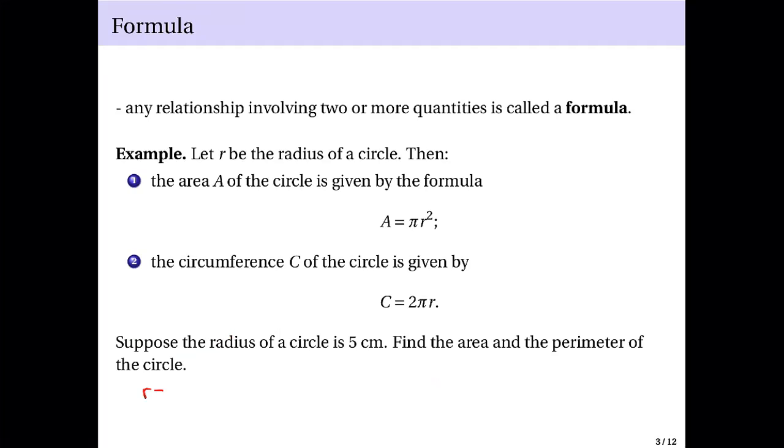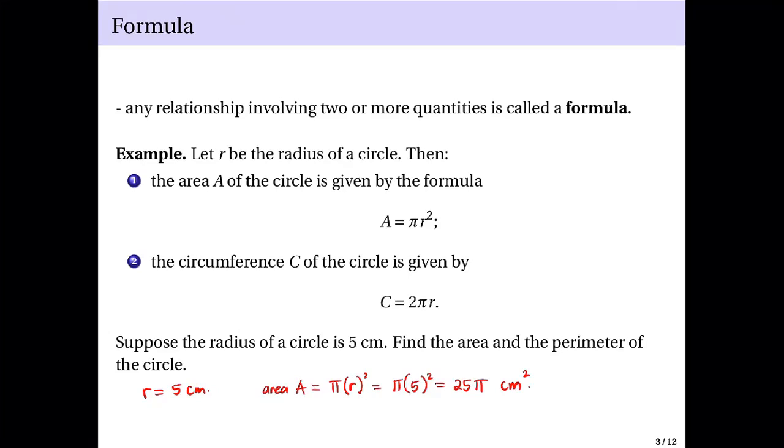So we are given r equals 5 centimeters. So area A, according to this, it's just pi r squared. So pi times r squared. But r equals 5, so you have pi times 5 squared, which is equal to 25 pi. And then this is centimeters squared.